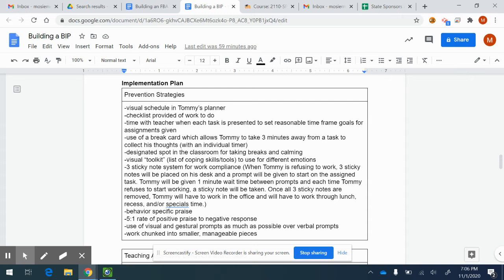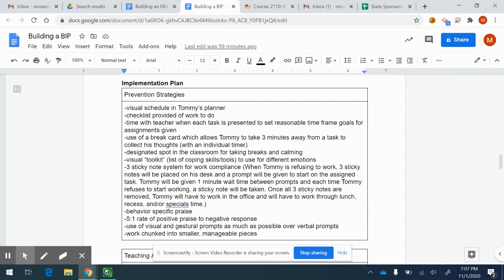A visual toolkit. A visual toolkit for him just looks like a list of coping skills or tools that we use for different emotions. So, for example, when he's feeling nervous, a list of strategies or coping skills that he can access to help him deal with that emotion. When he's feeling overwhelmed, some coping strategies or skills, or what we would call tools, to help him get back to baseline, feeling better and ready to learn. And we have that presented visually for him.